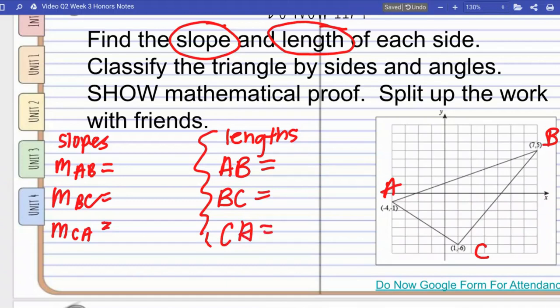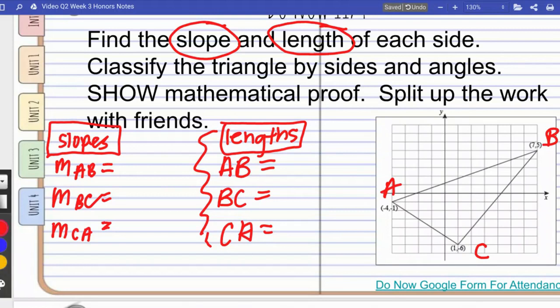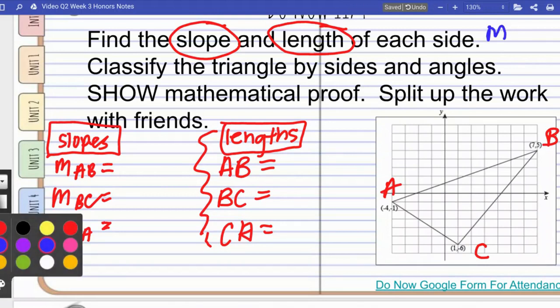Okay, slopes. Let's do slopes first. Slopes, we can use rise over run, or you have a slope formula, right? So your slope formula is y2 minus y1 over x2 minus x1. Everybody should be pretty good at slopes.